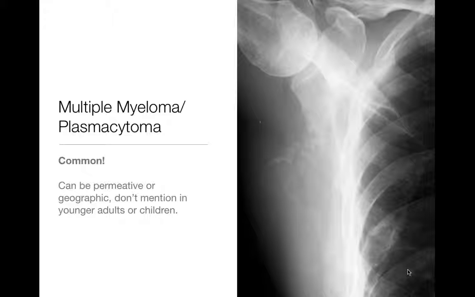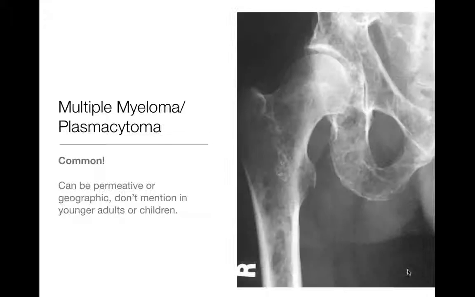So this is the more geographic appearance of multiple myeloma, the plasmacytoma, and then this is the more permeated or moth-eaten appearance. We can see these lesions permeating throughout the femur and the pelvis, diffuse multiple myeloma in this case. Again, super common. Please think of it in older adults.